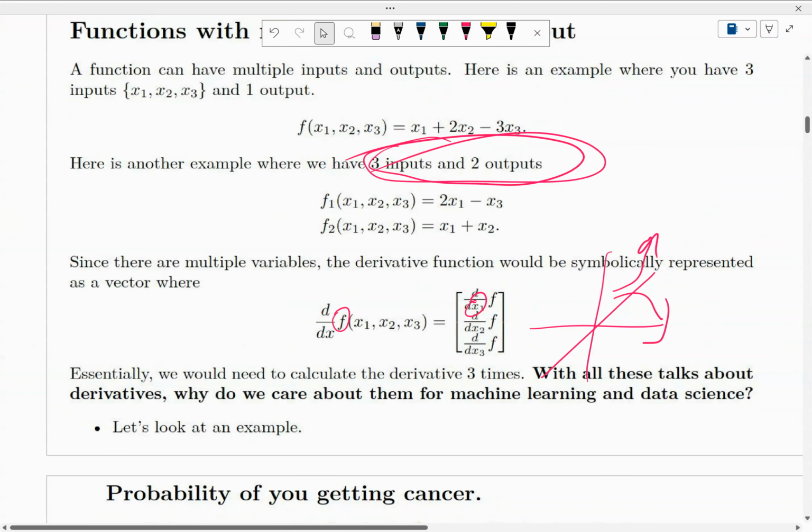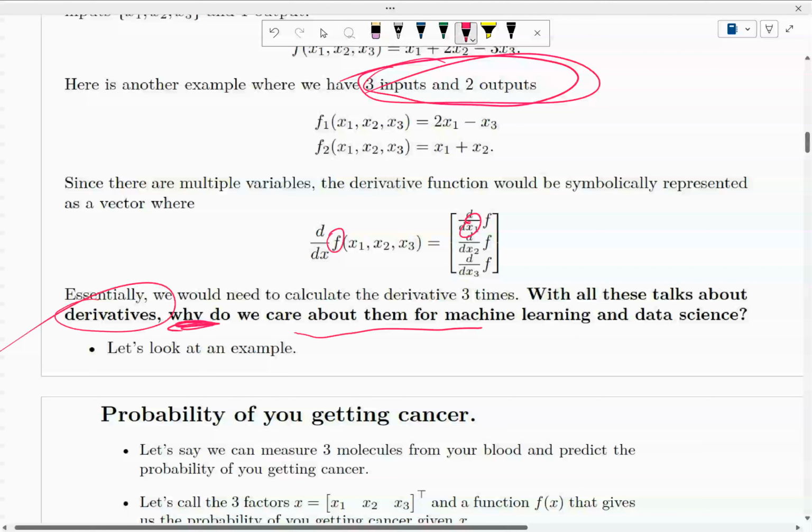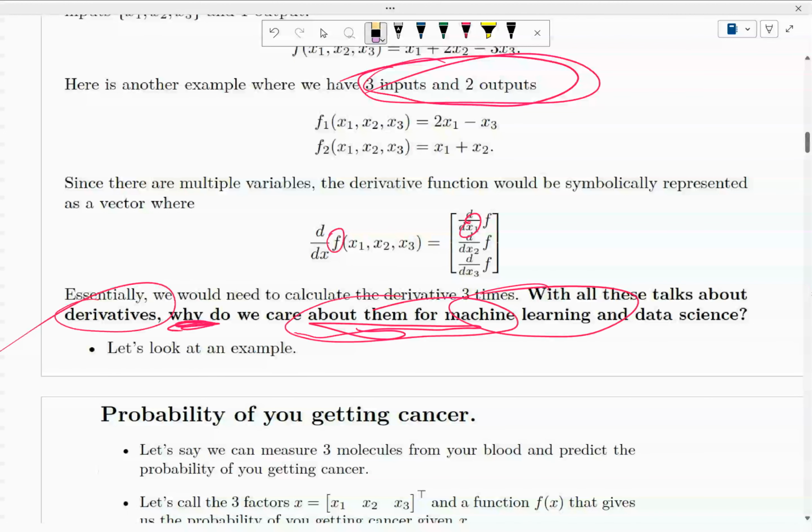So we have spent this whole time talking about derivatives. Why do we care so much about derivatives in machine learning and data science? Well, it's actually one of the most important things. Let's look at an example: the probability of you getting cancer. Let's say we have three molecules that we can measure from your body, specifically your blood. And we can essentially take these three molecules and predict the probability of you getting cancer.